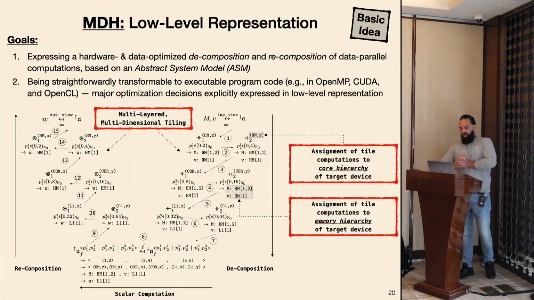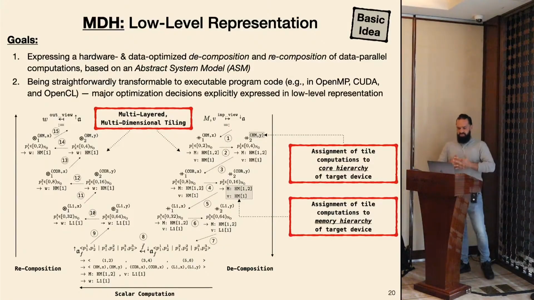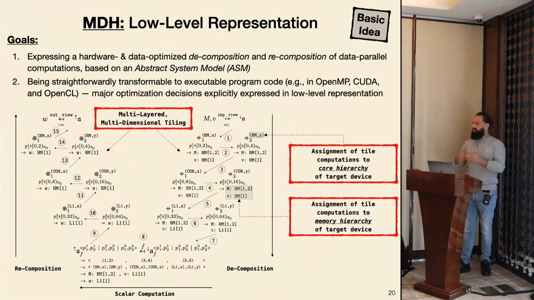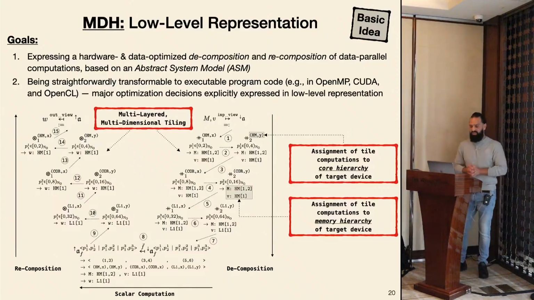Now regarding our low-level representation. I have just one slide about it so that you have at least seen it once. The goal of our low-level representation is to explicitly express hardware- and data-optimized decomposition and recomposition of data-parallel computations. How can we make the problem gradually smaller so that it fits into the memory and core hierarchy of modern parallel architectures, and how can we recompose the computed intermediate results back to the final result? That's what the representation tries to express formally.